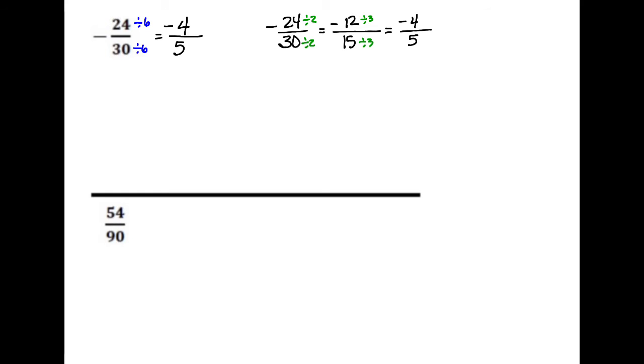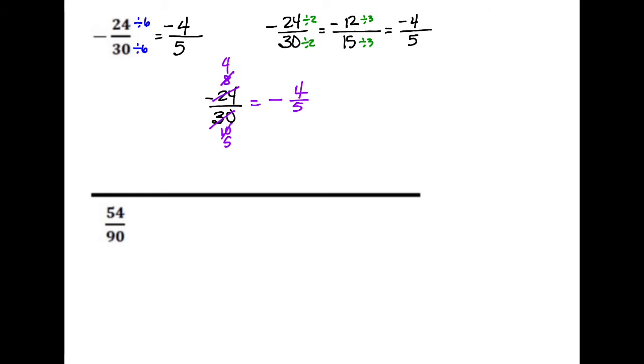Same thing. Okay, so negative 24/30, and 24 divides by 3, you get 8. 30 divided by 3 is 10. 8 and 10 both divide by 2, so we still get negative 4/5. Okay, so pick the way that works the best for you and do it.